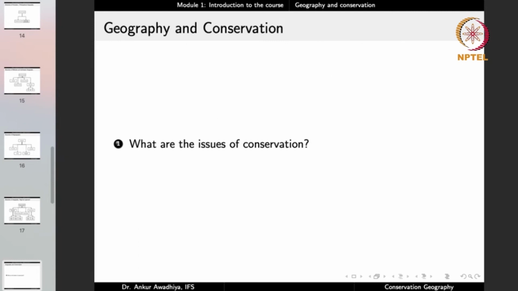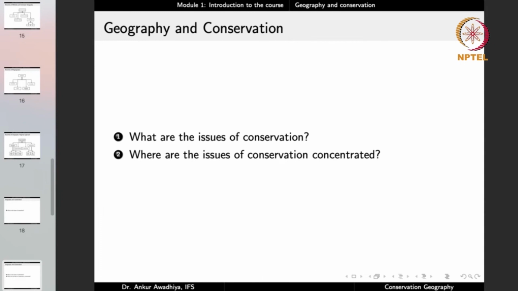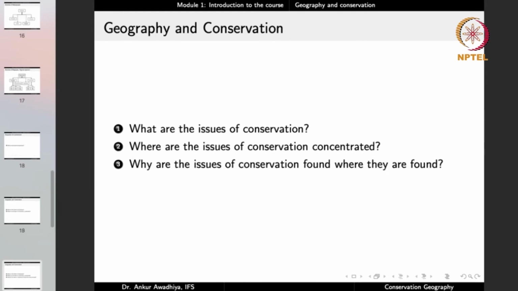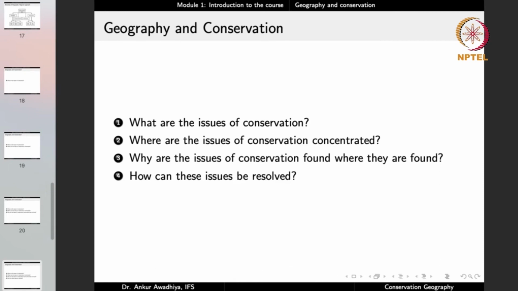Now, talking about conservation, how is geography related to conservation? When we look at conservation and the questions in geography, we can ask the question, what are the issues of conservation? So the first question is what? Second is, where are these issues of conservation concentrated? Why are they found where they are found? And then looking at the planning aspect, we can ask the question, how can these issues be resolved? So when we talk about conservation geography, we are asking the same questions, but in the context of conservation. What are the issues? Where are they found? Why are they found where they are found? And once we understand these, then only we can solve the question of how to solve these issues.